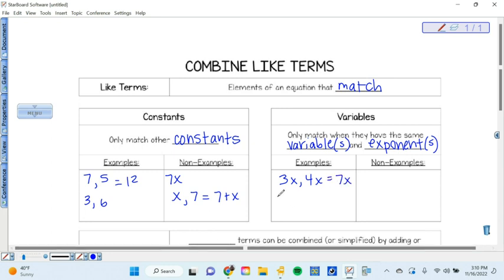Okay, another example, I could have a squared b and 8a squared b. Those have the same variables. They both have a and b and the same exponents, right? The a is squared, the b is not. So what would it be if I combined them? 9a squared b.